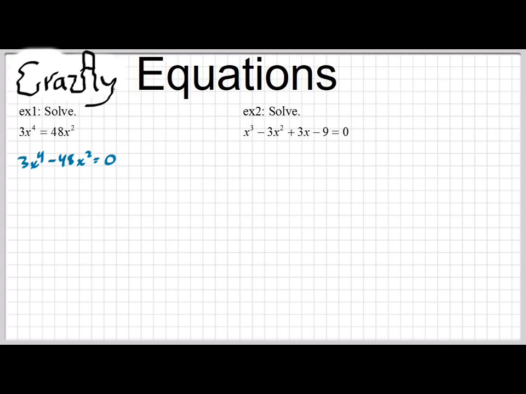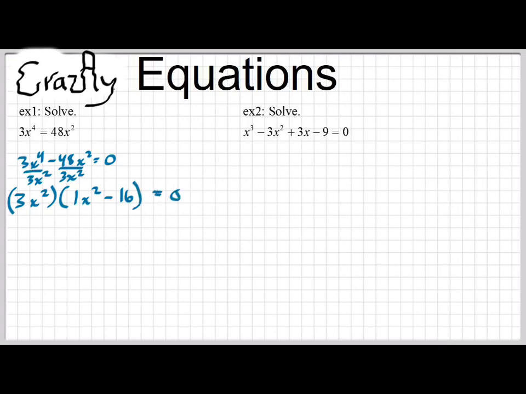So, what can I take out of both of those? 3. I can take a 3 out, and what about my variables? x squared. Now I'm going to put parentheses around it because I want to call that a factor, and I want you to be used to that. When I divide each of these by 3x squared, I get 1x squared, and 48 divided by 3 is 16, so I have negative 16, and x squared divided by x squared is 1, so it goes away. Now I have a perfect square.